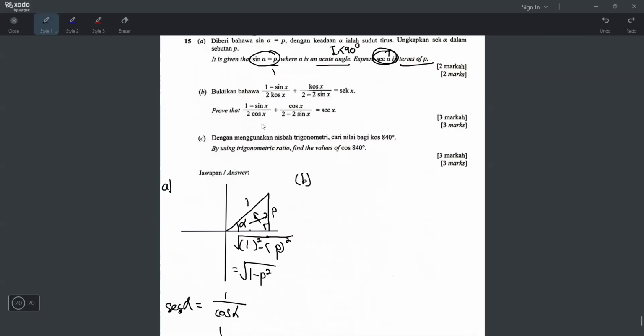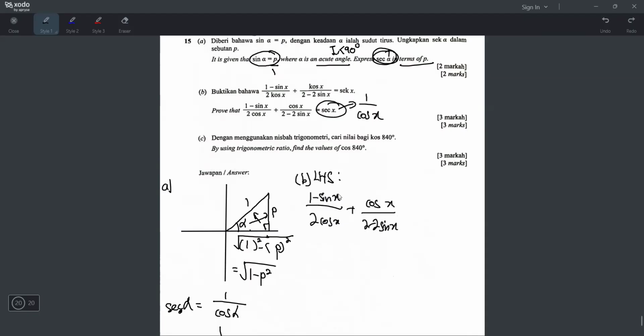There's more flexibility, right? Instead of starting from here, because if you start from here, there are not many things you can do. You can only change the sec to 1 over cos, and that's all. What else can you do? So it's very difficult to change from 1 over cos to this thing. It's very difficult, right? But if you do it the other way, it's easier. So my advice is always start from the more complicated side, which is the left hand side in this case. Okay, the left hand side, let's write down (1 minus sine x) over 2 cos x plus cos x over (2 minus 2 sine x).